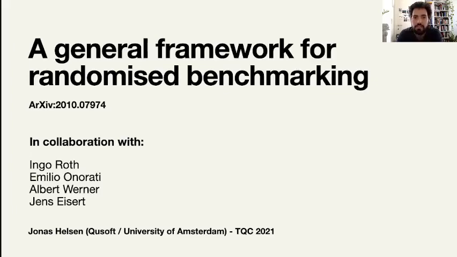Hey everyone, this is a general framework for randomized benchmarking. The paper that this talk was based on was written in collaboration with Ingo, Emilio, Albert, and Jens, and you can find it on the arXiv over here. All right, let's get to it.